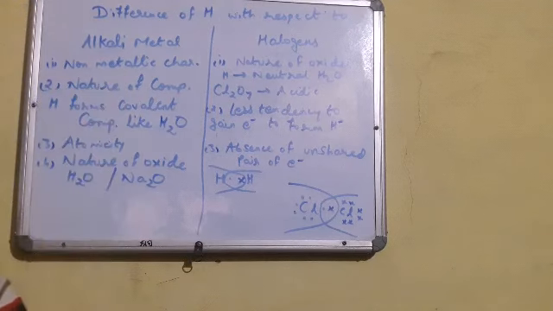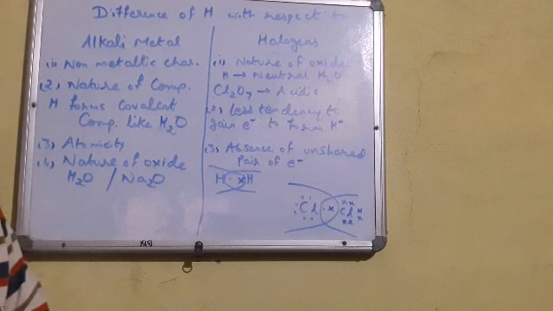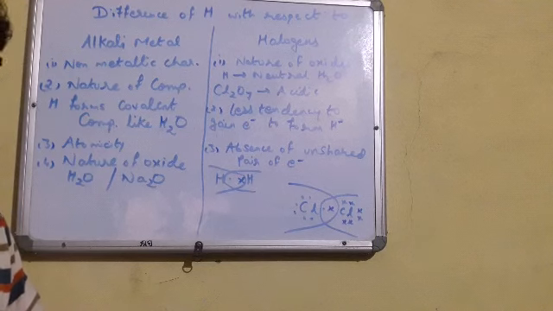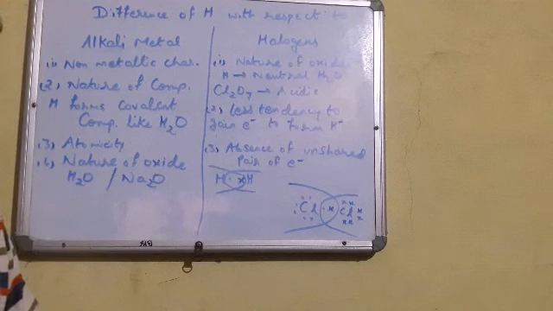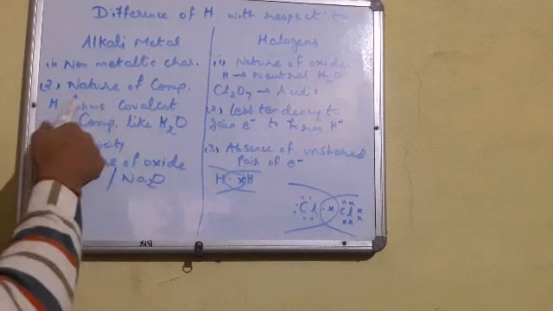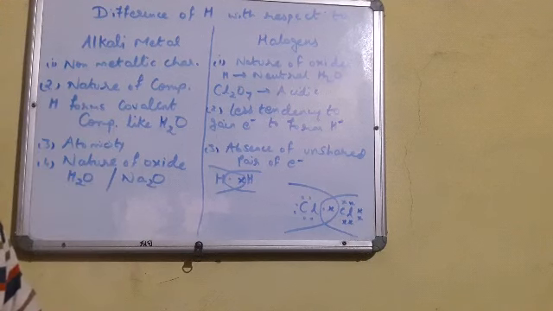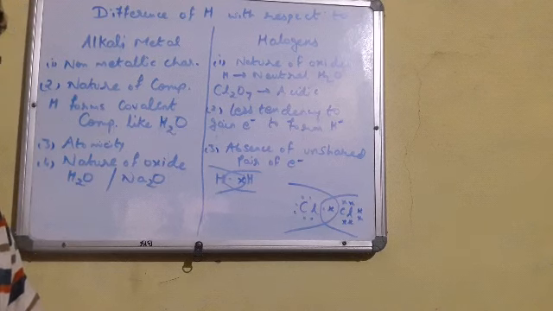Whereas in case of alkali metals, for example sodium or potassium or rubidium, they all combine and form ionic compounds. Ionic means formed by transfer of electrons from a metal to a non-metal. If I say sodium chloride, sodium loses an electron whereas chlorine gains an electron to form an ionic compound. Whereas the compounds formed by hydrogen are always covalent compounds. They are formed by sharing of electrons.